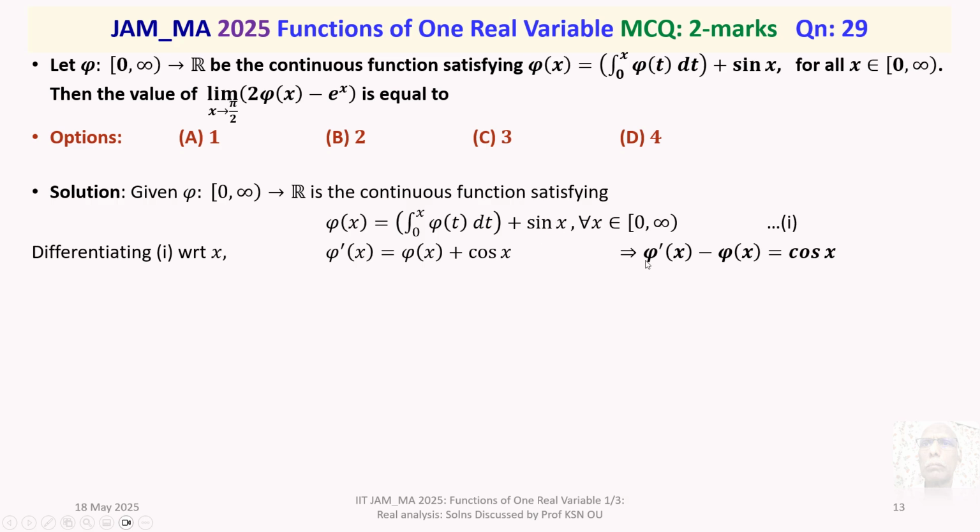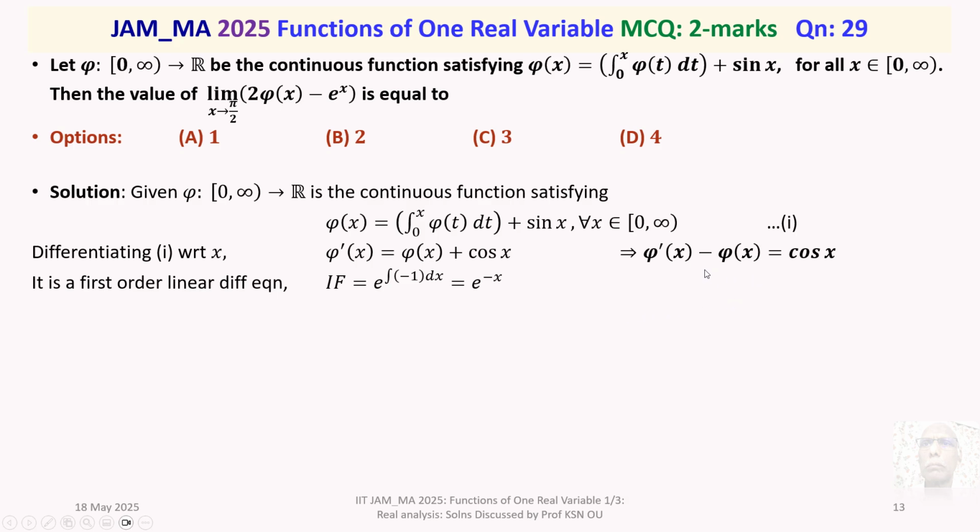Thus we get phi prime x minus phi of x is equal to cos x. How is this looking? It is a first order linear differential equation. It is an ordinary differential equation. And we know how to solve this. And if you solve, you will get the phi of x. When you get the phi of x, now take the limit x tends to pi by 2 of 2 times phi of x minus e power x. The answer can be obtained.